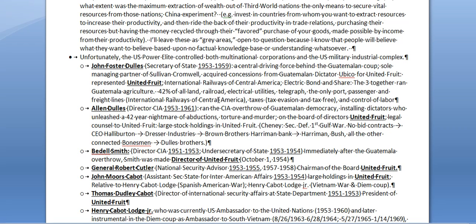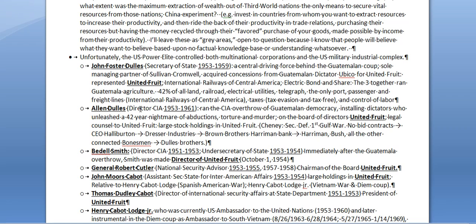International Railways of Central America. They controlled taxes. And they controlled labor. I told you that. They controlled everything. That's the playbook. You go in, set up shop with all that, you maximize the extraction of wealth out of that country.